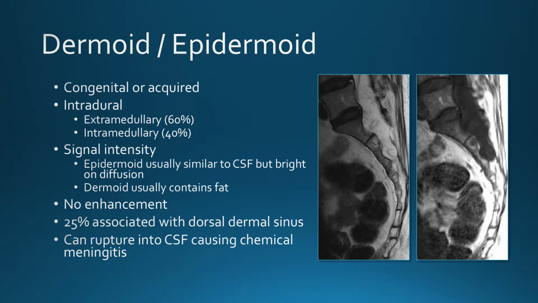So these lesions, dermoid and epidermoid, are usually extramedullary. Occasionally they can be intramedullary. The epidermoid cysts usually have signals similar to CSF, although they're very bright on diffusion, and the dermoids often contain fat. No enhancement. About a quarter of these are associated with the dorsal dermal sinus, and there's a risk of rupture into the CSF causing a chemical meningitis.